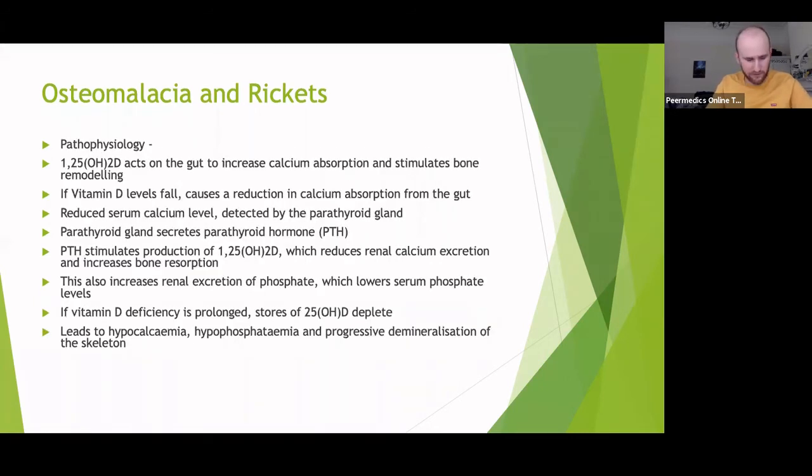Okay, so the pathophysiology. As we already discussed earlier, vitamin D increases your serum calcium levels by increasing calcium absorption in the gut. It also stimulates some bone remodeling. If you don't have that, you're going to have a reduced serum calcium level, which is then going to produce PTH, and that's going to increase your bone resorption, just so you can normalize your calcium levels.